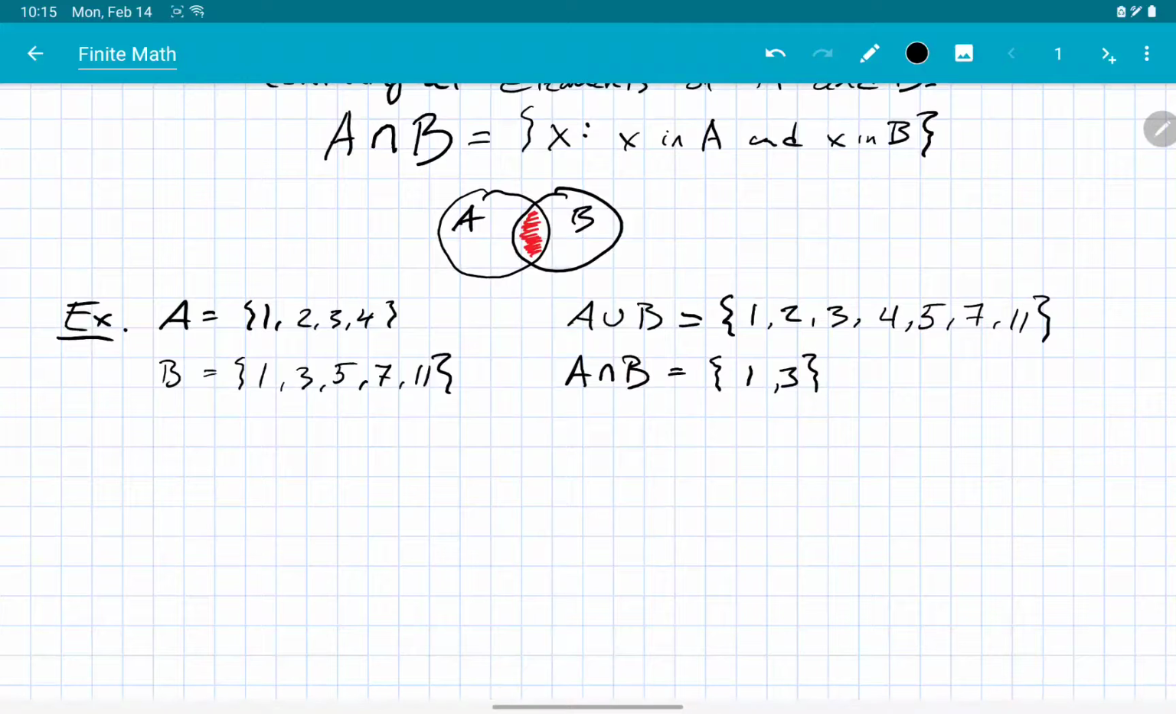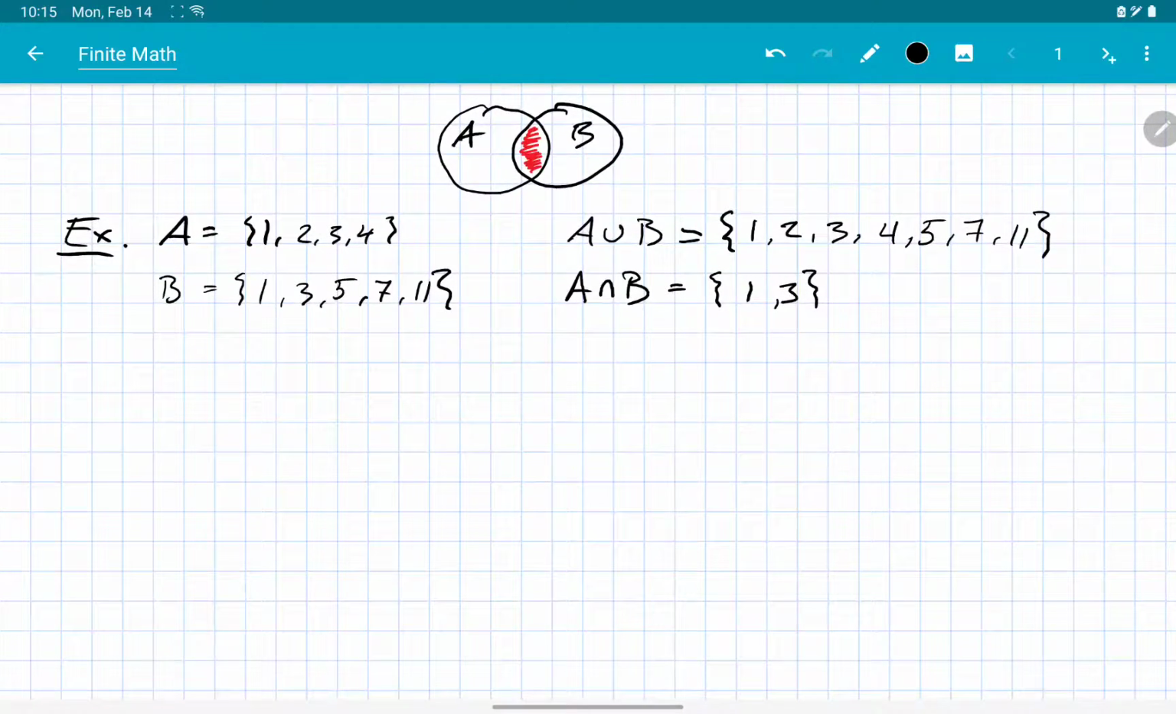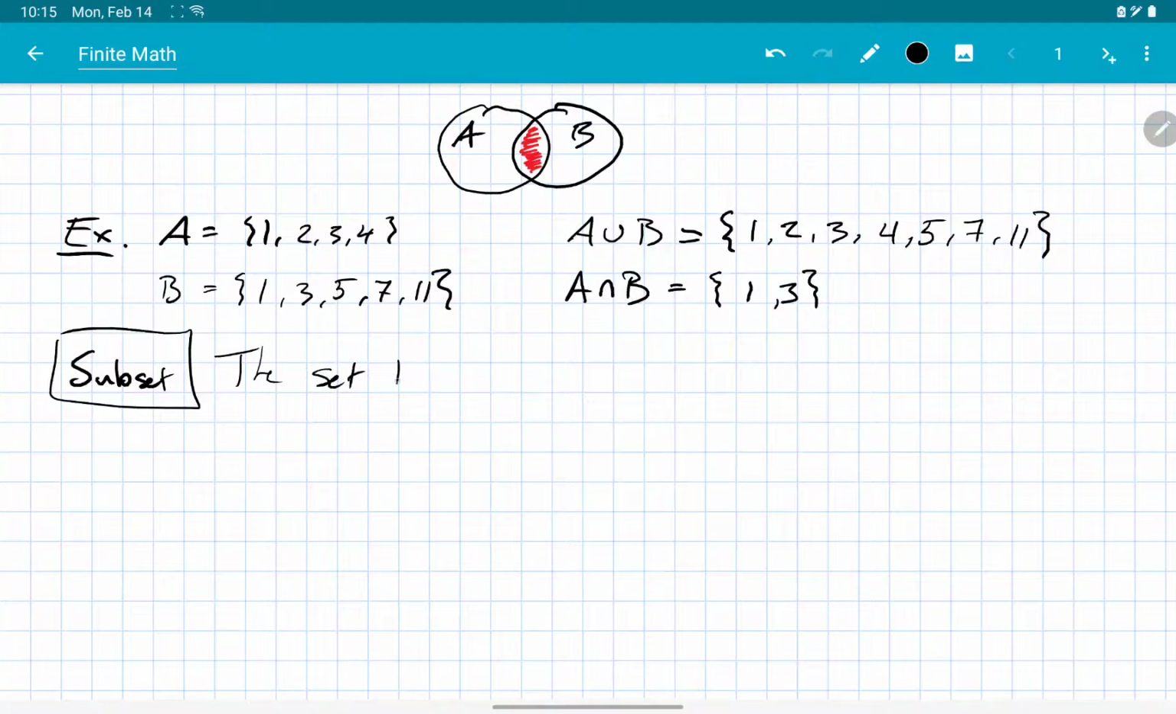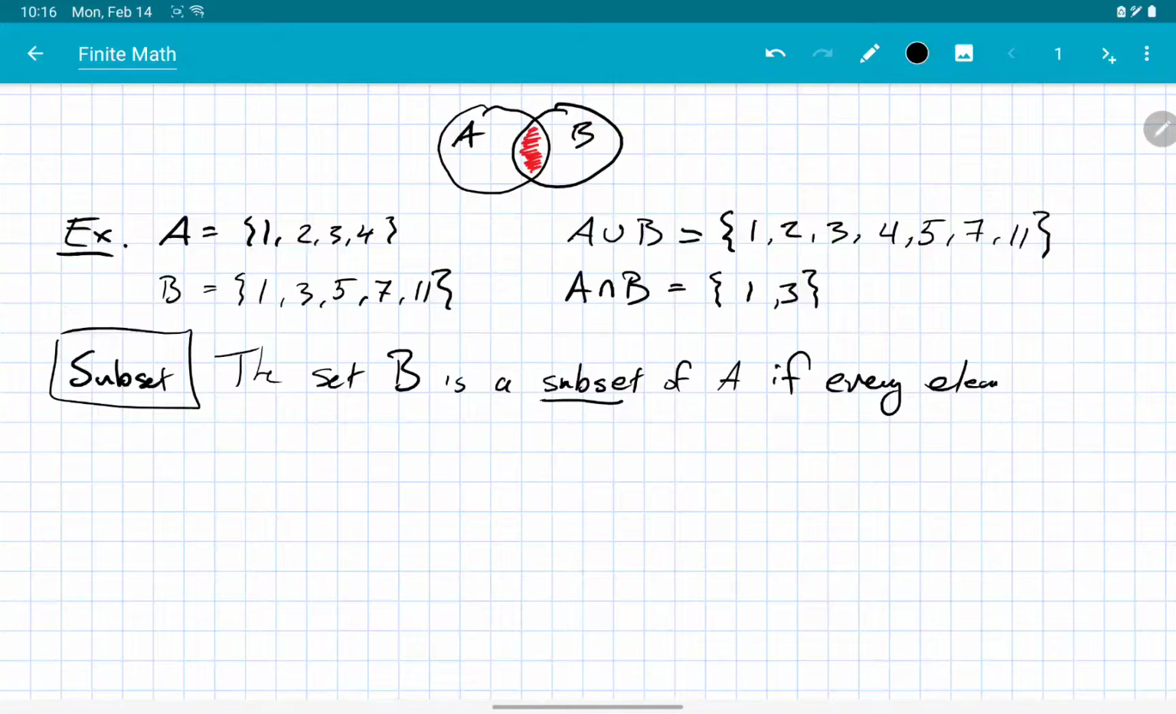Okay, there's a few more words that we need to talk about for this elementary set theory. The first word is subset. The set B is a subset of A if every element of B is an element of A.